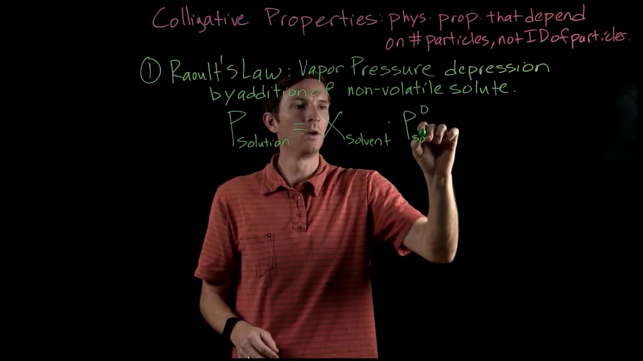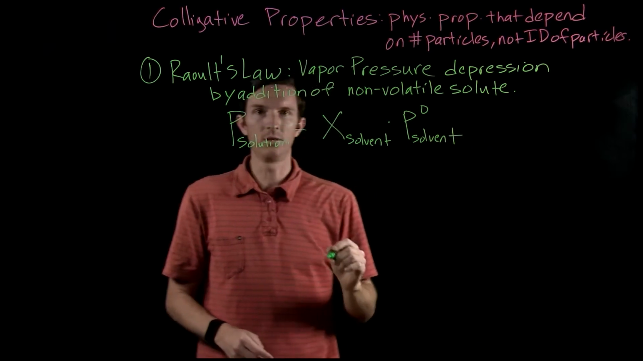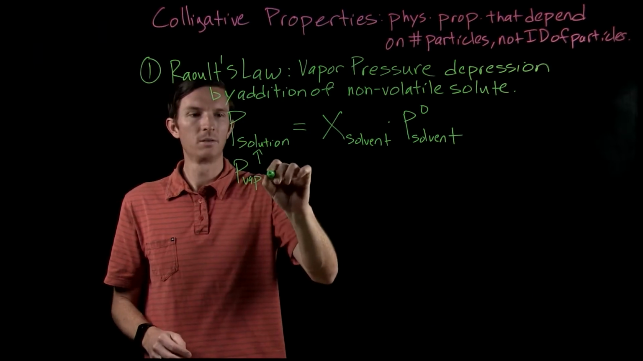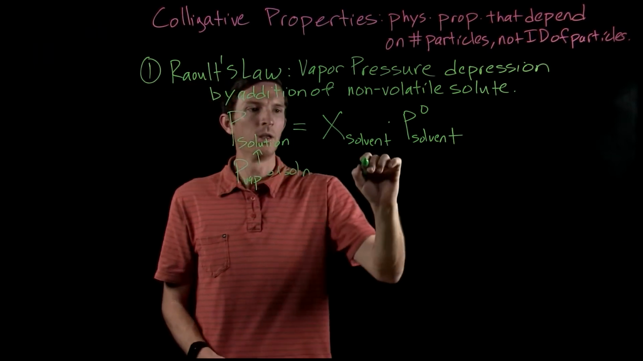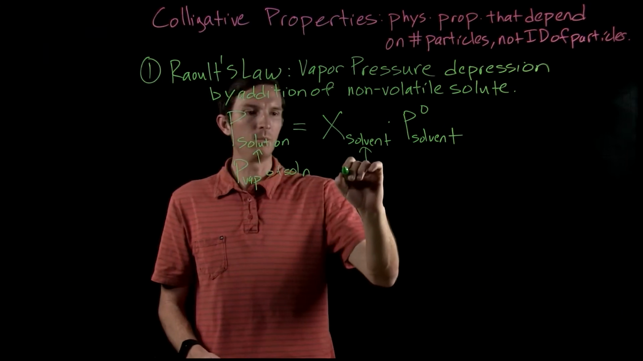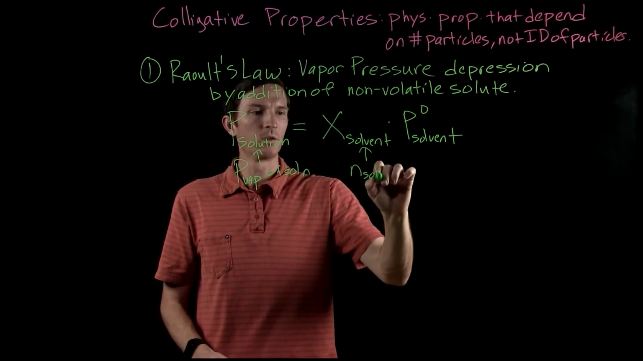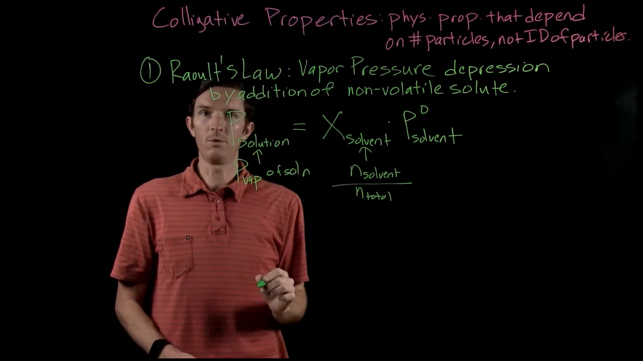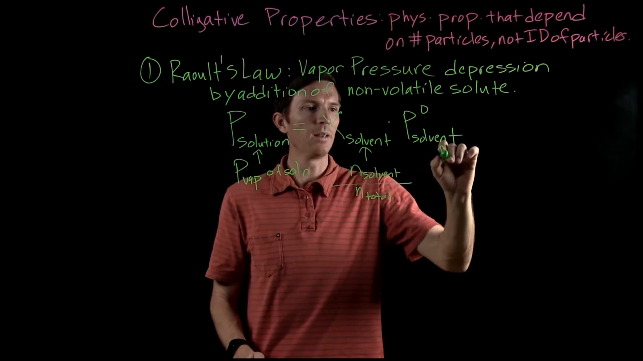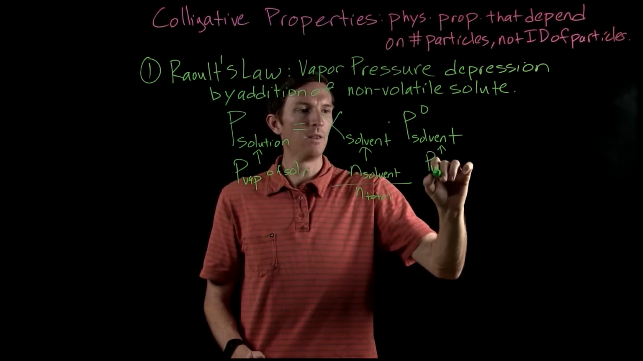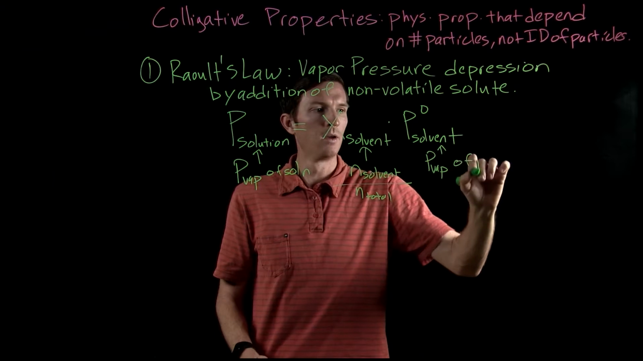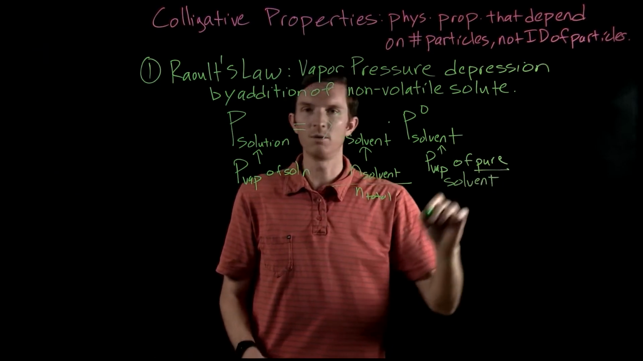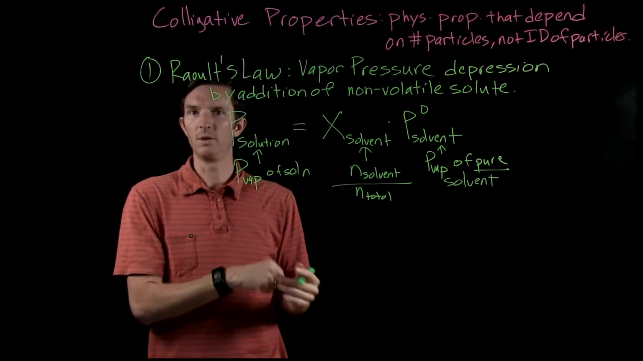The vapor pressure that our solution exerts is equal to the mole fraction of the solvent times the vapor pressure of that pure solvent. So this is the vapor pressure of our solution. This would be the mole fraction of our solvent, the number of moles of our solvent divided by the total number of moles. And then this is the vapor pressure of our pure solvent, so we haven't added anything into it. That's just what the vapor pressure would be.